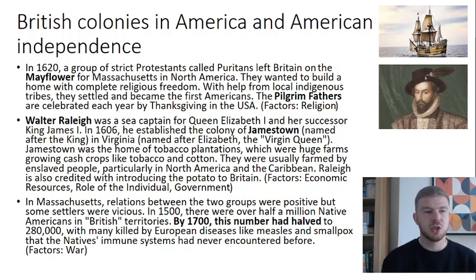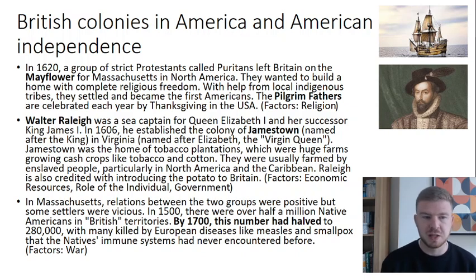Another area was Jamestown in Virginia, and for that one we are looking at our second picture underneath, Walter Raleigh. So he was a sea captain for Queen Elizabeth I and then her successor King James I, and he established the colony of Jamestown, named after the king, in the state of Virginia, which is named after Elizabeth the Virgin Queen. And Jamestown was mainly built, unlike Massachusetts, which was for religious reasons, it was mainly built for economic reasons.